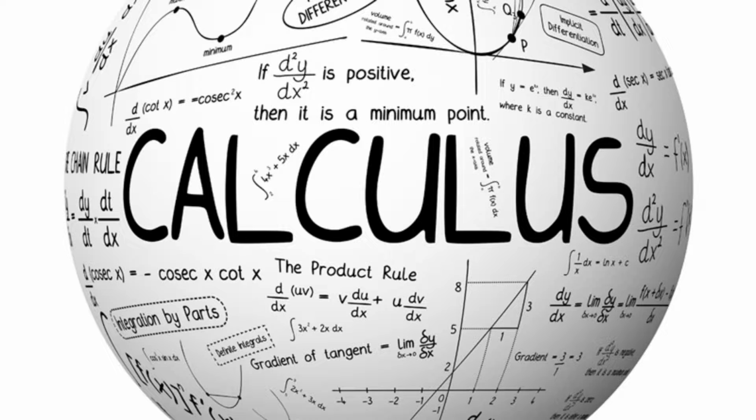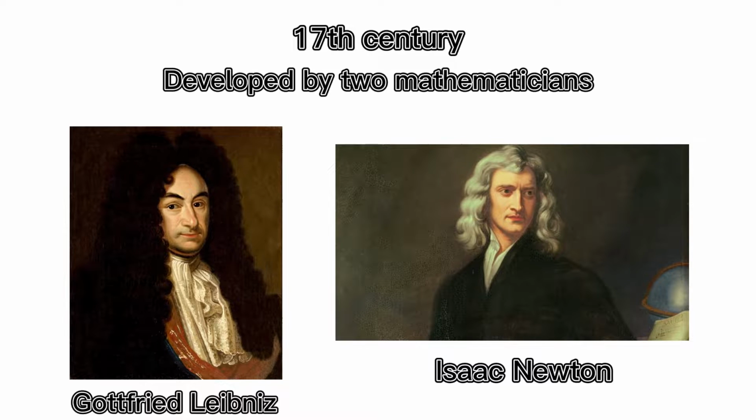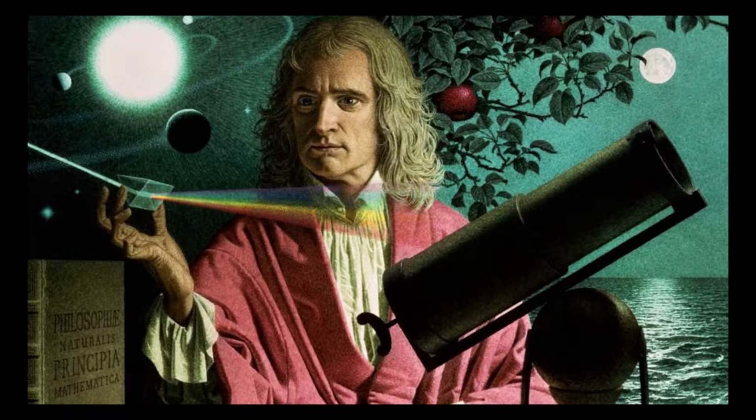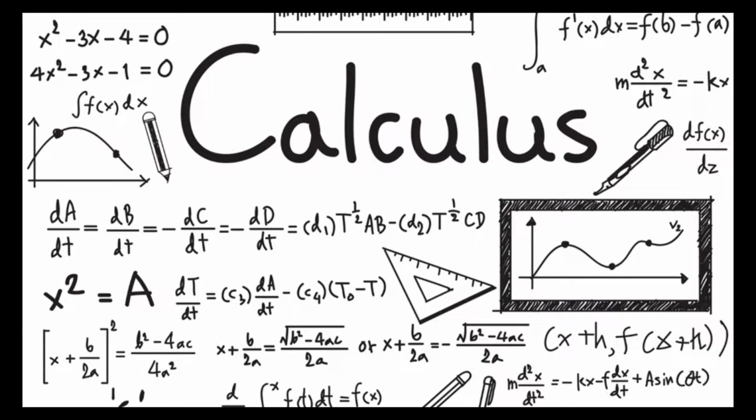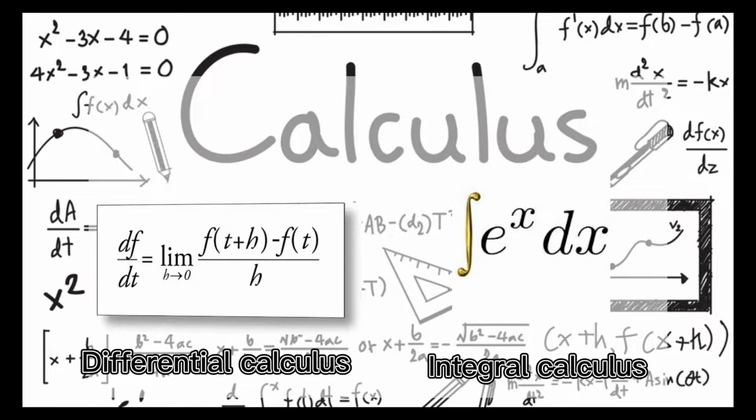Calculus was developed in the latter half of the 17th century by two mathematicians, Gottfried Leibniz and Isaac Newton. Newton first developed calculus and applied it directly to the understanding of physical systems. Calculus uses operations that employ functions and integrals to calculate rates of change, and the two categories of calculus are called differential calculus and integral calculus.